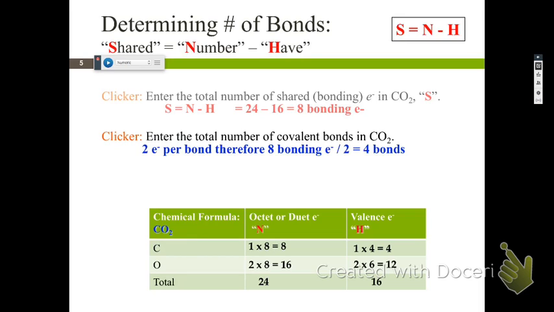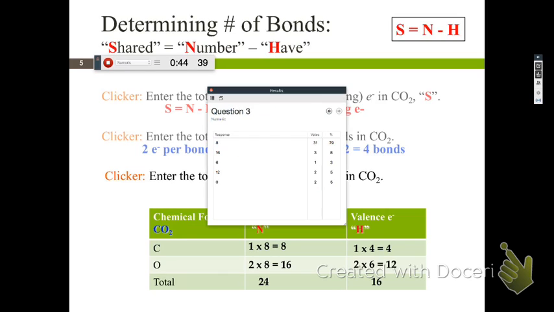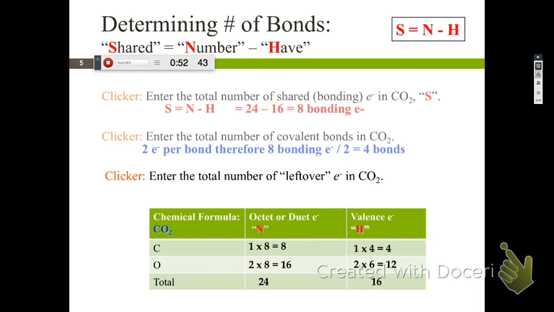Okay. So then let's go back and think about, we have 16 electrons, right? How many leftover electrons do we not use in bonding? Go ahead and click in your answer to that one. How many of those 16 electrons are left over and were not used in bonding? All right, so our biggest answer to that question is 8.